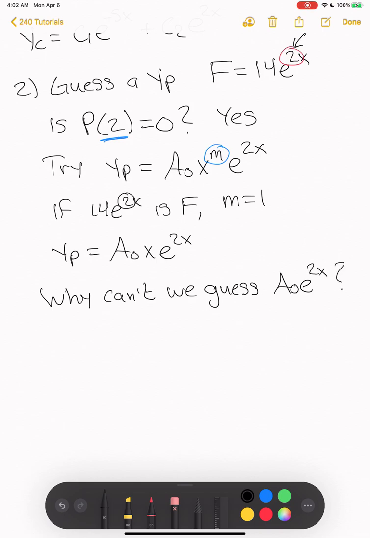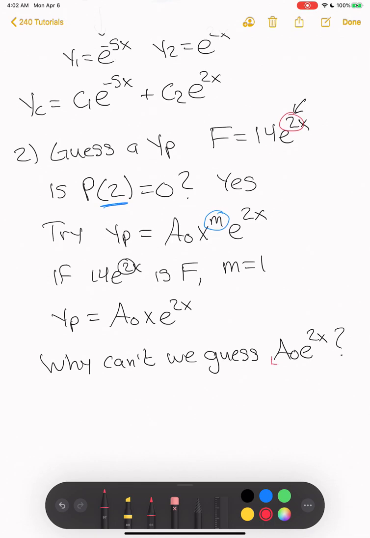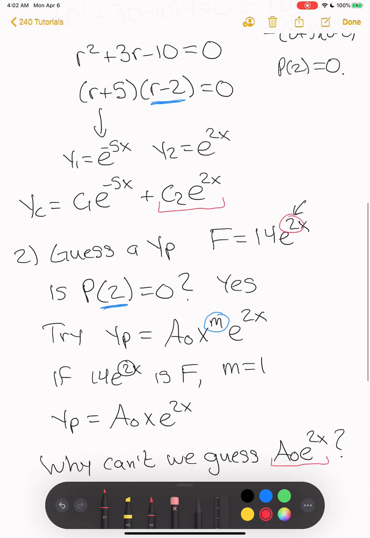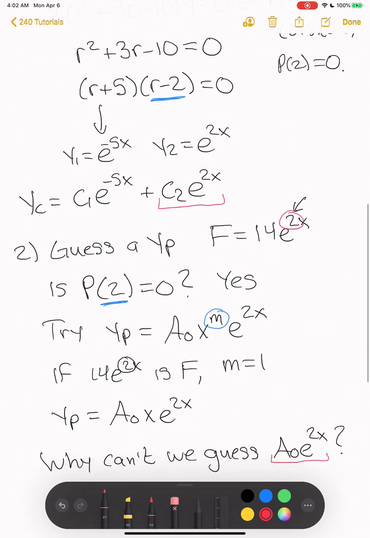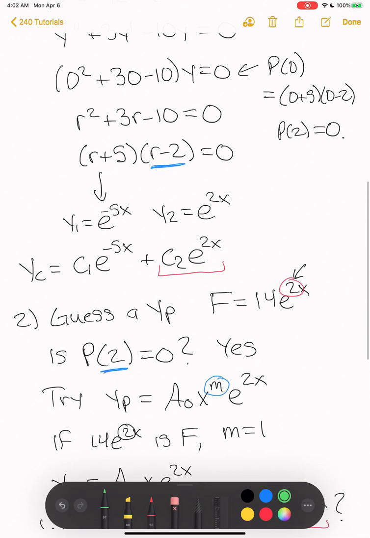So you might be asking, why can't we actually guess this? And the reason being is this entire thing right here already shows up somewhere in our equation, here in our complementary equation, okay? So if it shows up there, then what that means is that every function that's of this form gets sent to 0 because it's involved in our complementary function. We know that the complementary function, by definition, is the solution to the homogeneous differential equation. So I know that any linear combination of these will solve this equation here.